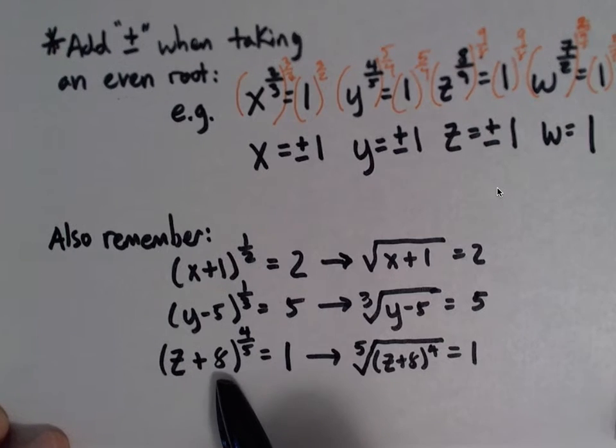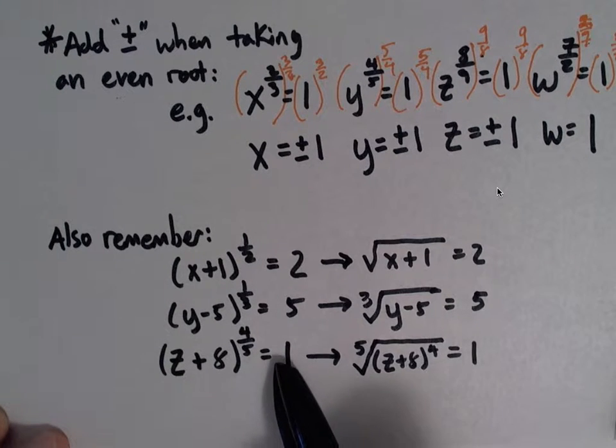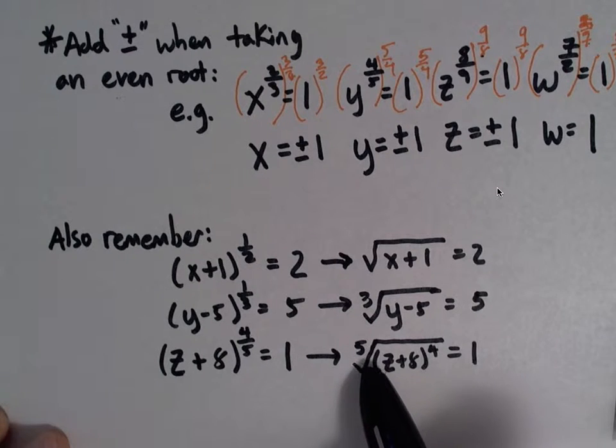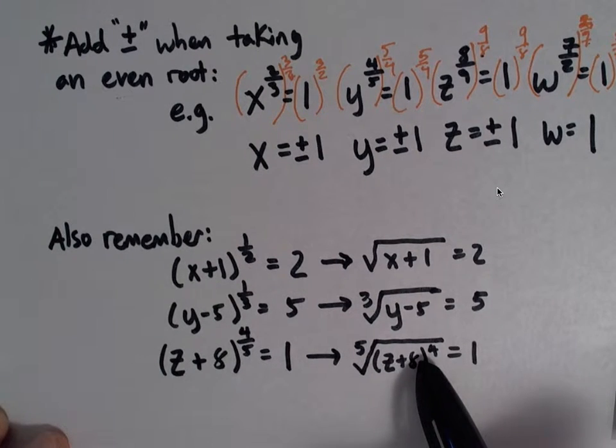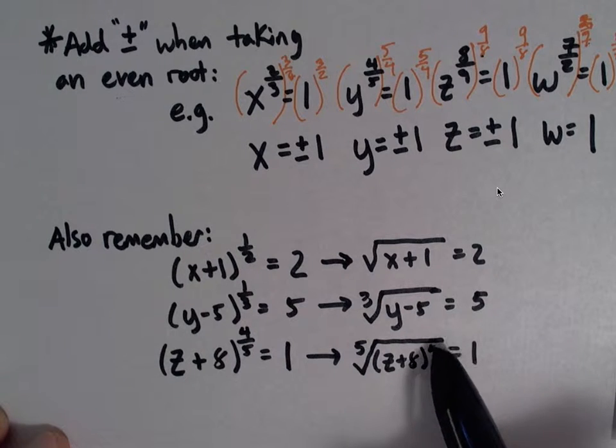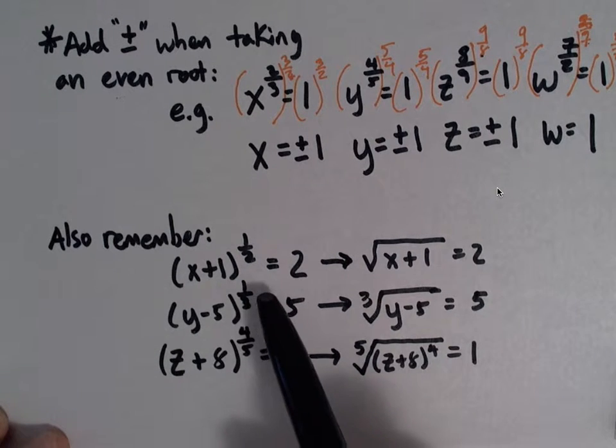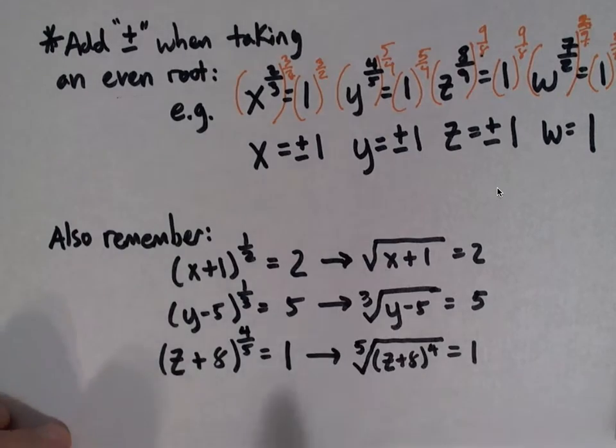Same thing here. z plus 8 to the 4/5 equals 1. That's the exact same thing as having the 5th root of z plus 8 to the 4th power. And the 4 could be either inside the root or outside the root. So just remember, you can either have the fractional exponent or just the root here.